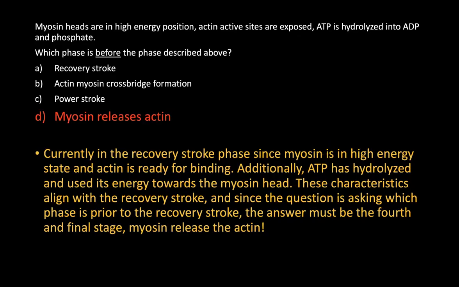Okay, so for this one, the answer is going to be D. The myosin releases from actin. So currently the stage that is being described up here is the recovery stroke. Because the myosin is in its high energy state, the actin is ready to be bound to because the active sites are exposed, and the ATP was just hydrolyzed into ADP and phosphate. That means that the recovery stroke is currently happening. So, what phase is directly before the recovery stroke? That has to be that the myosin releases the actin.